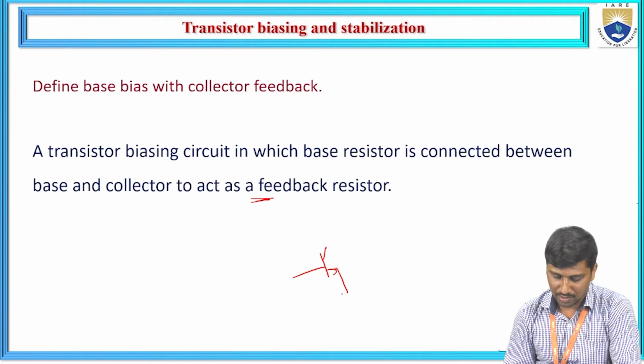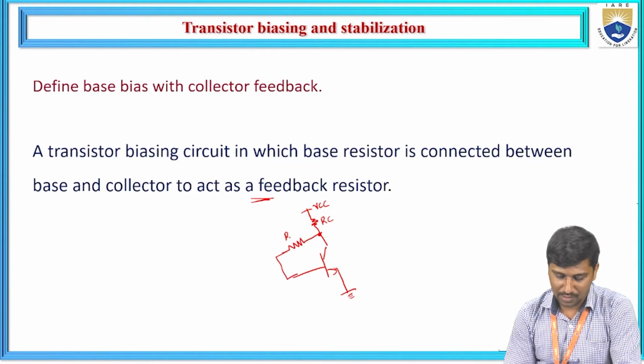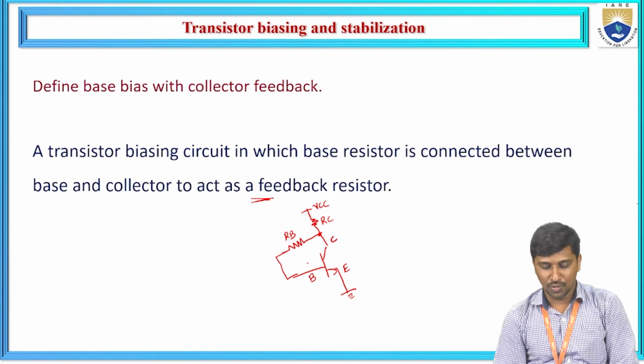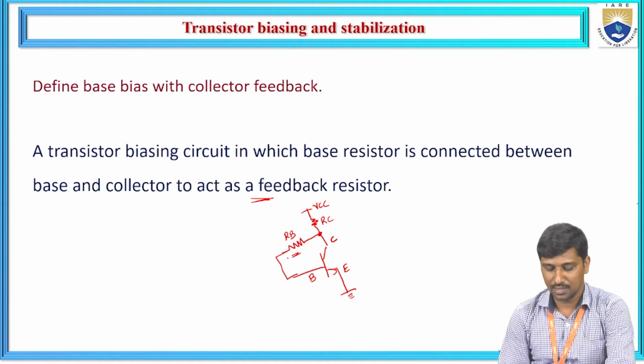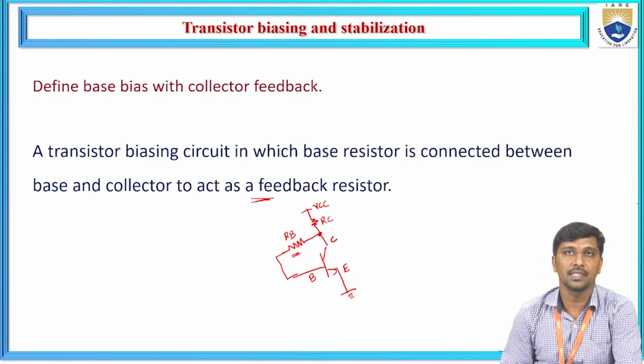This is a common emitter configuration. The emitter should be connected to ground, and let us assume that this is biased with VCC and a collector resistance. Then a base resistance is connected from the collector to the base. It is taken as RB. This is the base terminal, collector, and emitter. If you observe this configuration, a base resistor is connected between the collector and the base to act as a feedback resistor. This type of approach is called base bias with collector feedback.